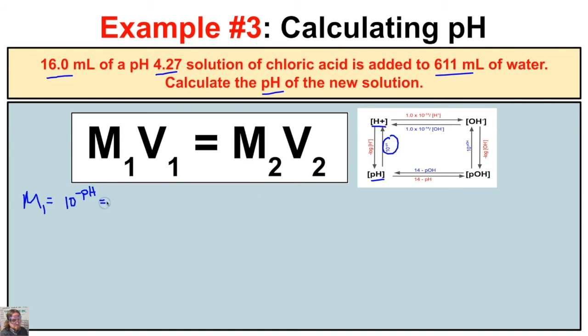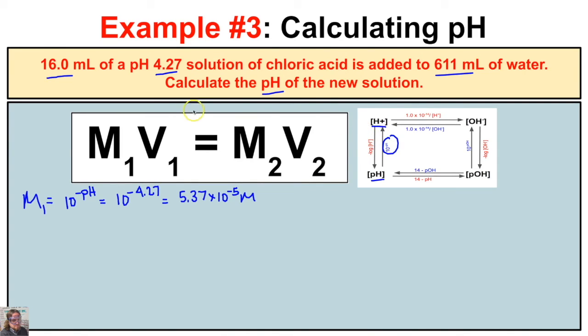And so the pH of this solution is 4.27, so 10 to the negative 4.27. We'll put this in our calculator, and we're going to end up with 5.37 times 10 to the negative 5th. So that is the concentration of our H plus ions that are in this solution, right?